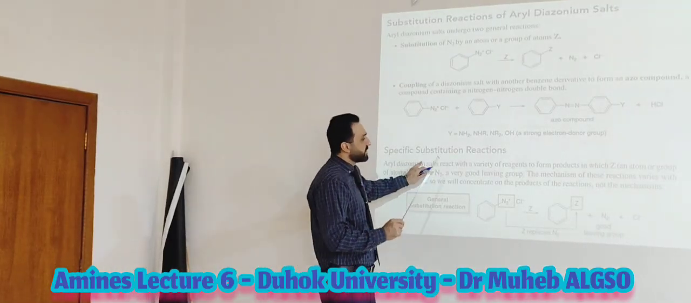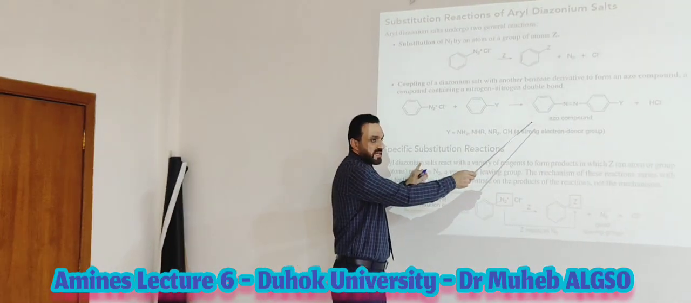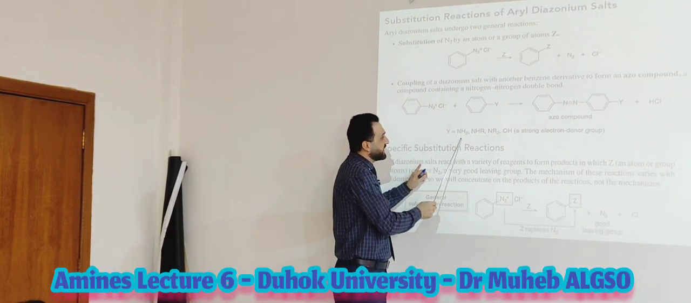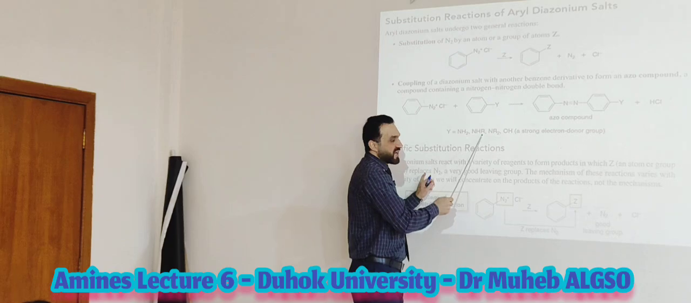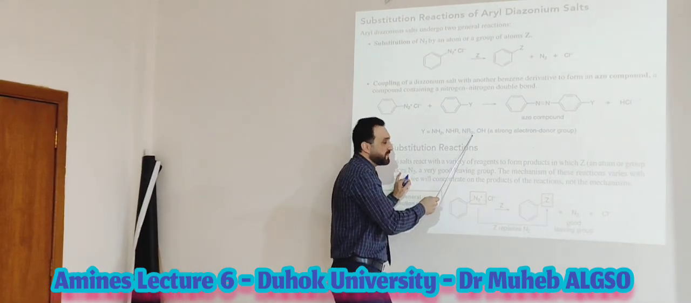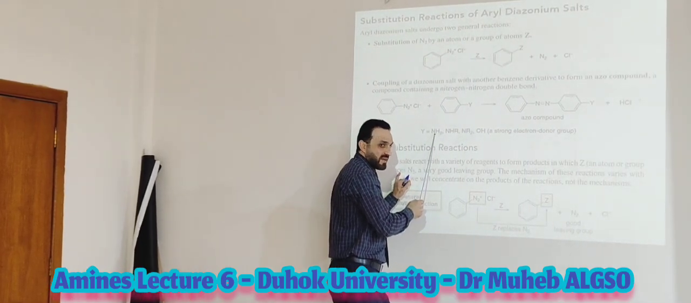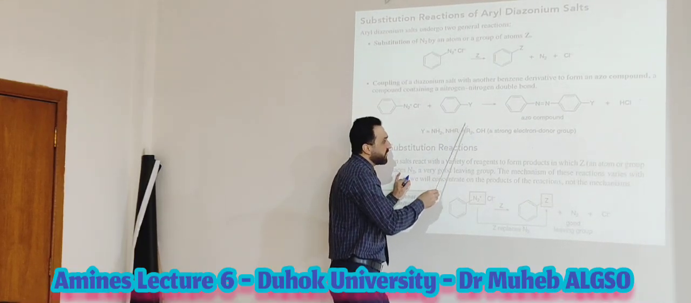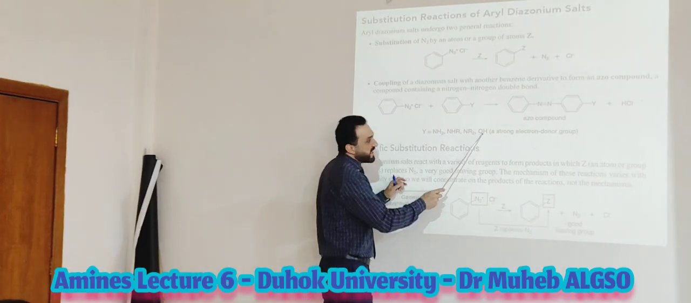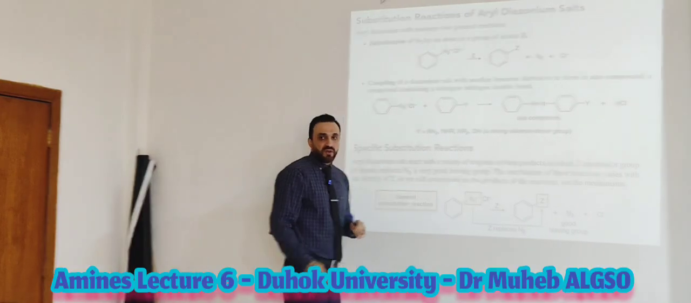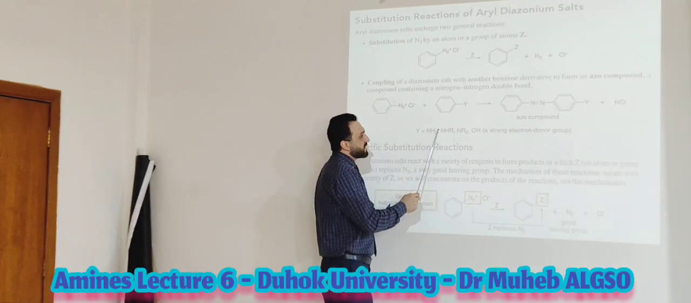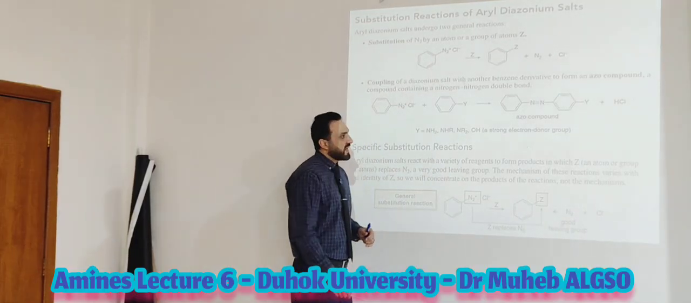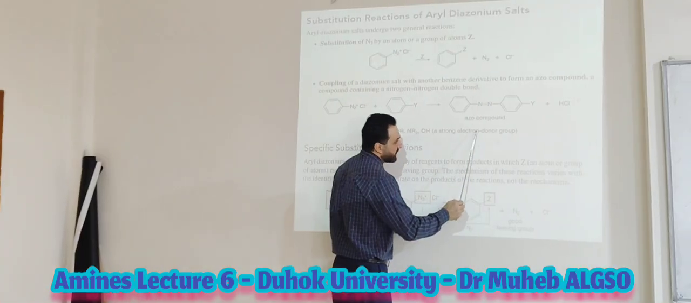So this will enter the coupling reaction, and what is the second part of the coupling reaction? NH2 or NHR or NR2. That means a primary aryl amine, or secondary aryl amine, or tertiary aryl amine, or maybe OH phenolic. What is the feature of this group? What is the work of this group? Look, they are strong electron donor groups.